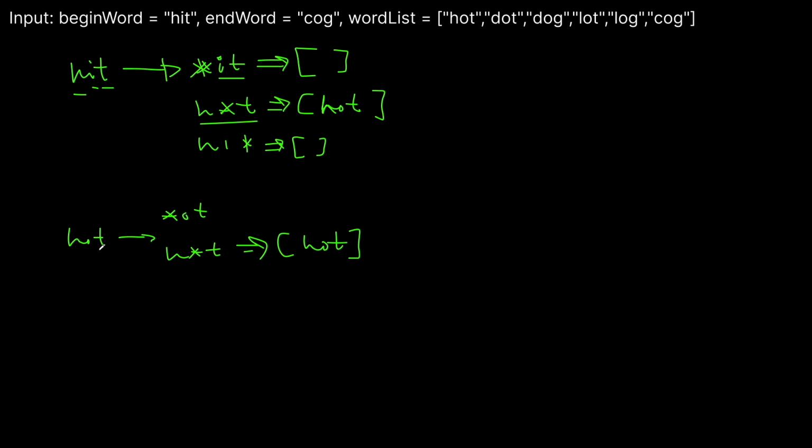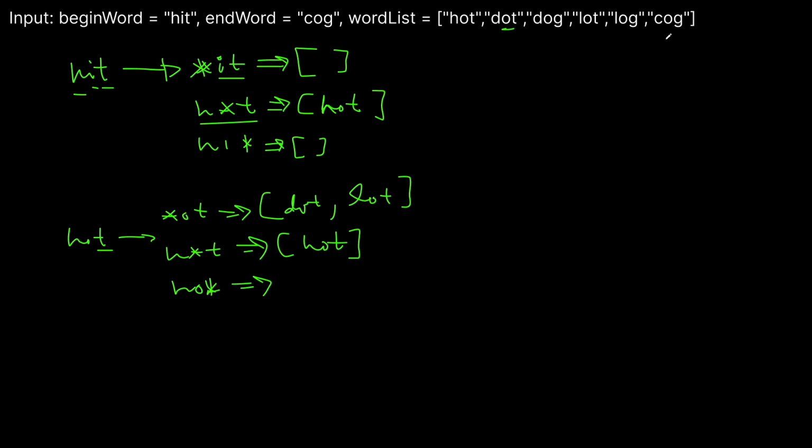And then we could change the T, right? So we could have HO and then star. So let's look at star OT. How many words in our word list match this pattern that also aren't hot, right? We don't want to have like a cycle here. So dot matches this pattern, right? Because the D can be anything, but then these 2 need to match. So we have dot here. Dot, let's see, lot matches. And that's about it.